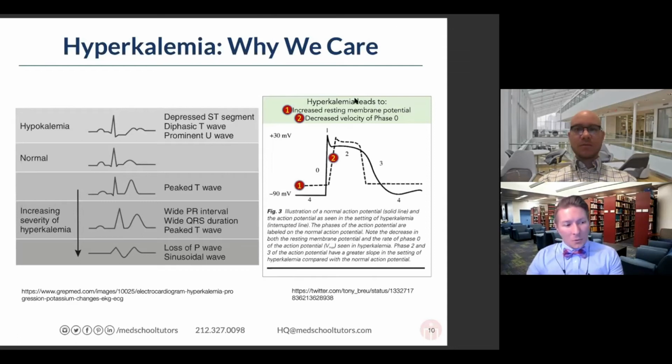I'm seeing some good ones. So I'm seeing first things that are popping up right now. Keep sending in your answers. I'm not going to reveal it yet, but a couple close answers are peaked T waves and ST segment elevations.